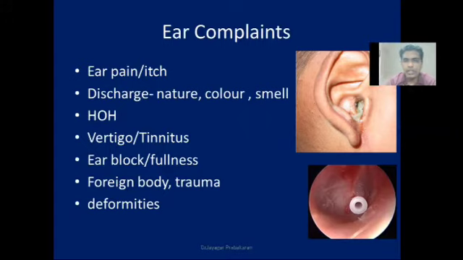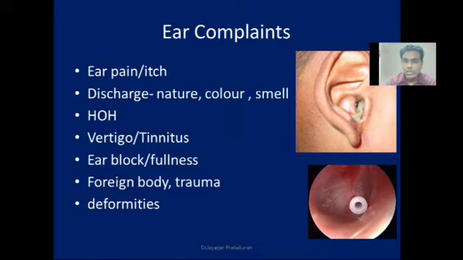So that is why long-standing cases of CSOM can have a mixed kind of hearing loss instead of just a conductive hearing loss, which is the usual presentation. And also old people who have presbycusis, that is age-related hearing loss, those people having CSOM are also expected to have mixed hearing loss instead of conductive hearing loss.